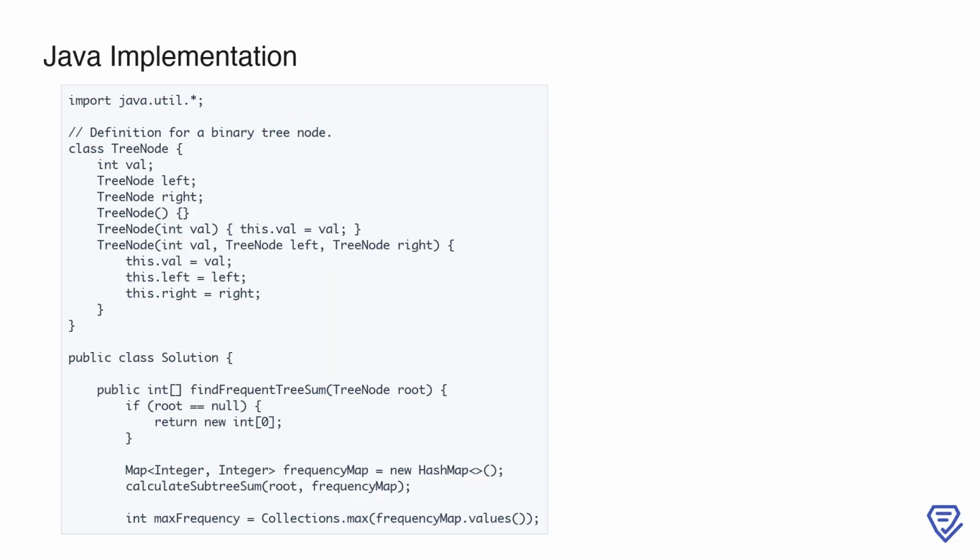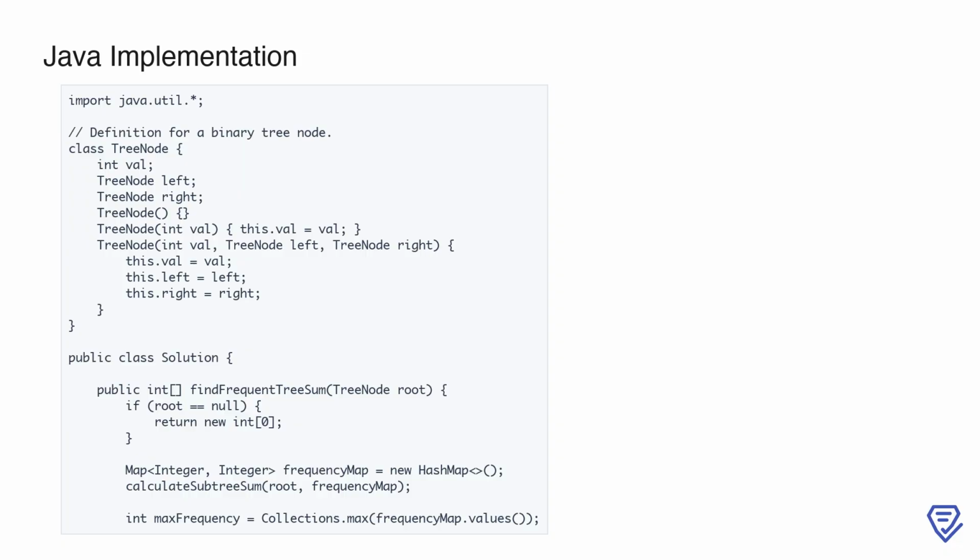Here, we start by defining the treeNode class, which represents the structure of a binary tree node. Each node contains a value, a left child, and a right child. We then define the solution class, where the main logic for solving the problem resides. The method findFrequentTreeSum takes the root of the binary tree as input and returns an array of the most frequent subtree sums. First, we handle the edge case where the root is null by returning an empty array. Next, we create a hash map called FrequencyMap to store the frequency of each subtree sum. The helper method calculateSubtreeSum is called to compute the subtree sums recursively, and their frequencies are stored in the map.